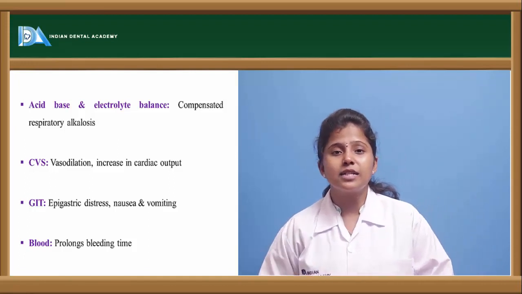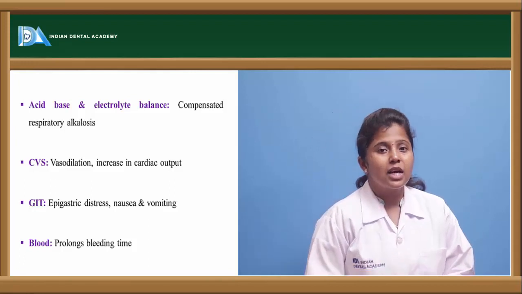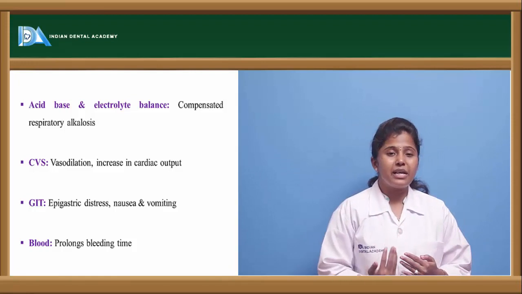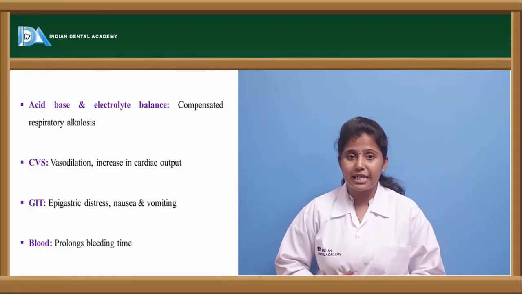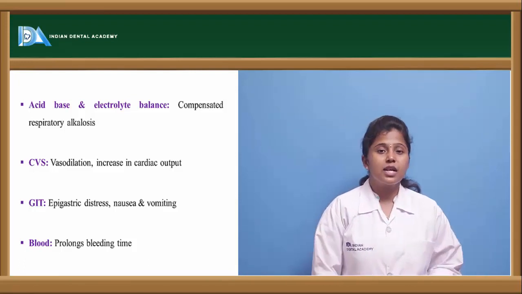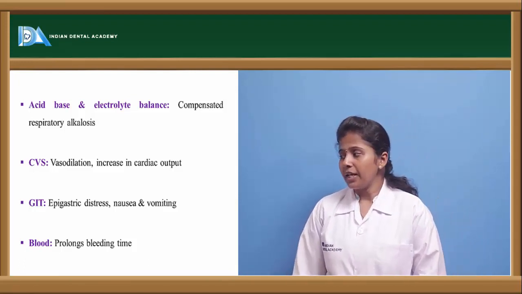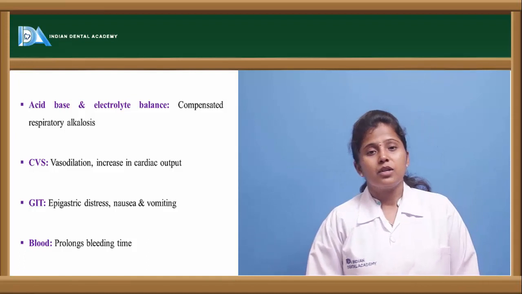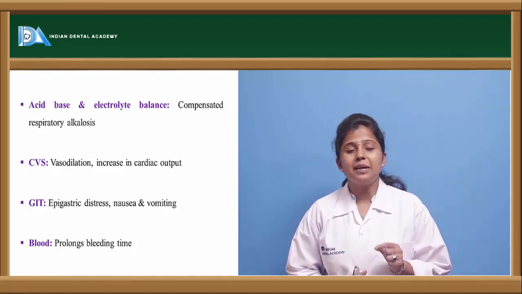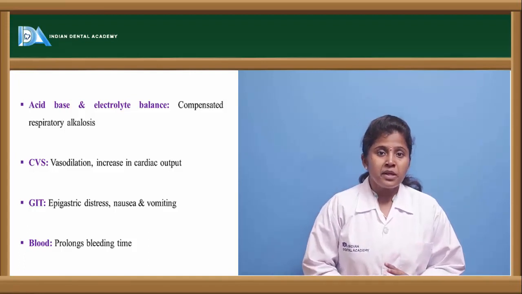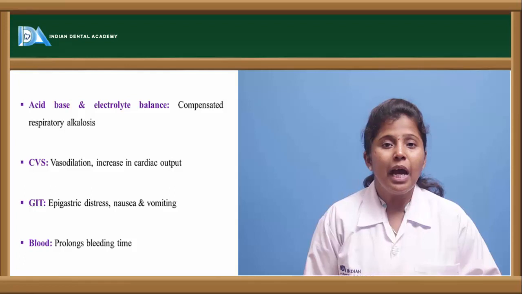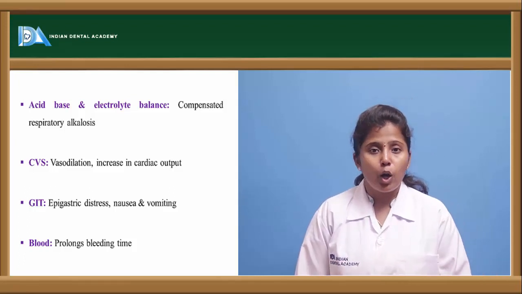It stimulates the parietal cells to secrete acid. So here in the GIT, it causes some epigastric distress, some stress in the gastrointestinal region, and it sometimes causes nausea and vomiting, and it prolongs the bleeding time. Bleeding time is the time taken for the blood to stop bleeding. So this bleeding time can be prolonged, and because of that there will be hemorrhage, or as we can say, excessive loss of blood.